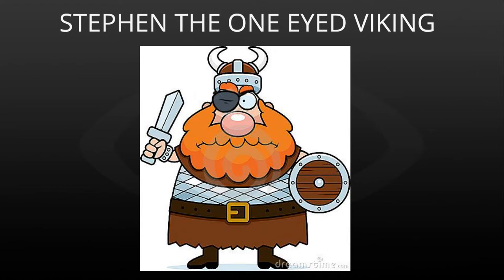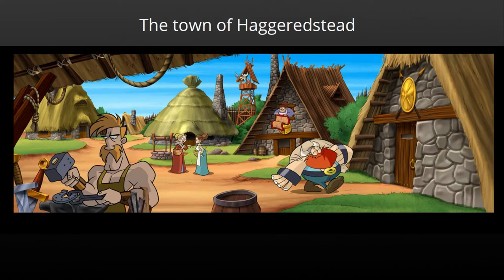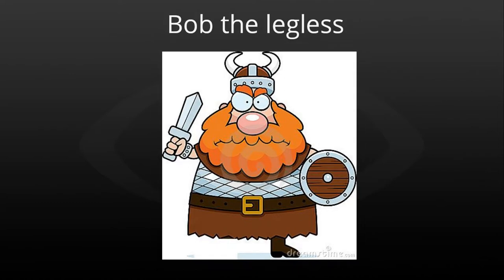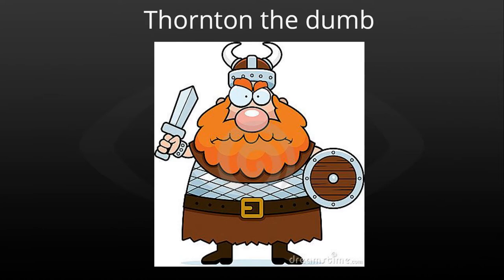This is pretty much taking the story formula method and filling it out. So once there lived a one-eyed Viking named Steven. He lived a happy life in the village of Hagenstrudested. That's a real place, by the way. His best friends were all warriors from the last great war. There was Billy the Armless, Bob the Legless, and Thornton the Dumb. Don't know if you could tell what I'm doing here.